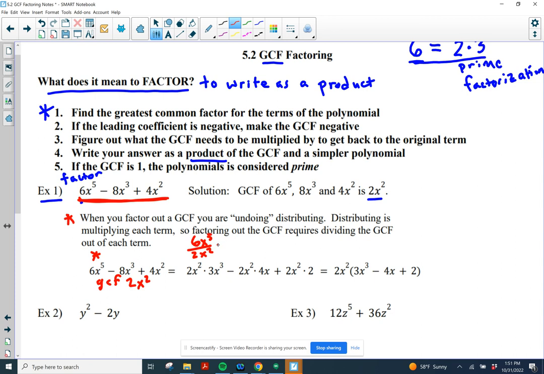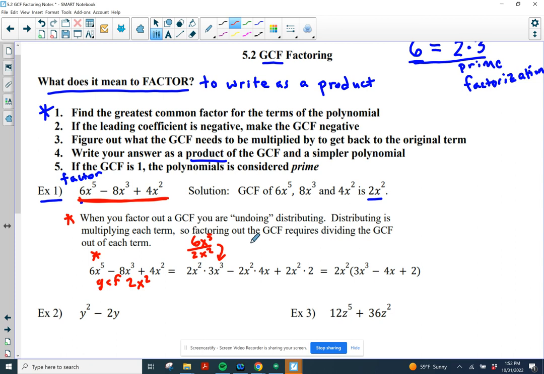And what that leaves me is 3x to the third. 6 divided by 2 is 3, and x to the fifth divided by x squared is x to the third. So we just reduce that fraction. For the next one, I need to take the 8x cubed. Notice the minus sign that carried across there. Okay. We're just undoing distributing.